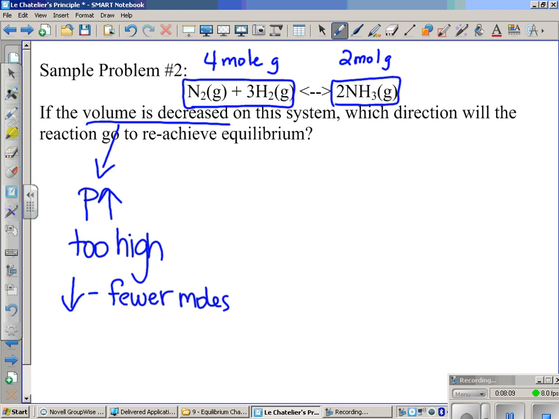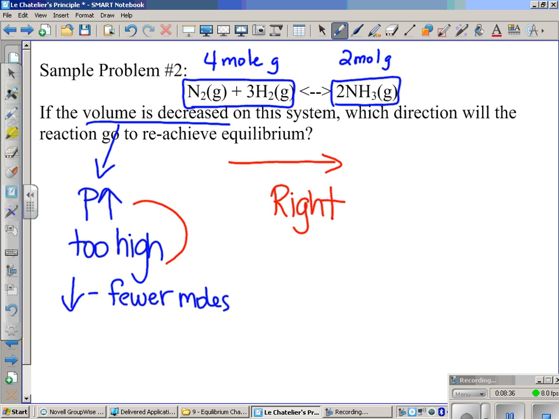So we look at our equation that we have here. The product side is the one with fewer moles of gas. So it's going to shift to the right. Your answer would be that it would shift to the right in order to produce fewer particles. So it's going to take 4 moles and turn it into only 2 moles. That's a win-win situation, and it brings that pressure back down. Okay. So again, if we are given volume, we need to figure out what that means to pressure, and then we can sort of go through this thought process.